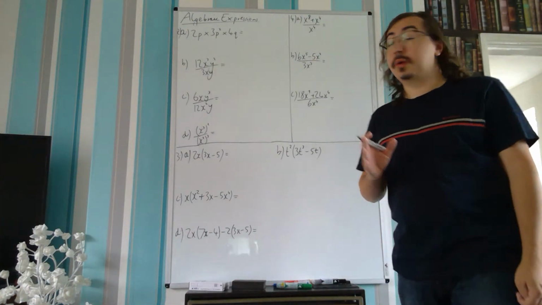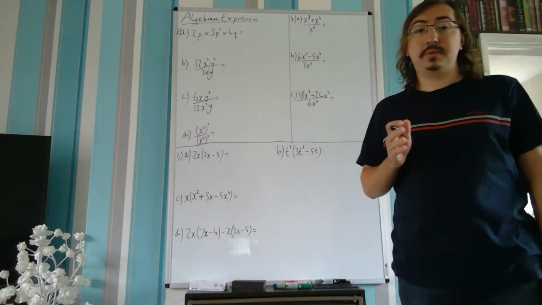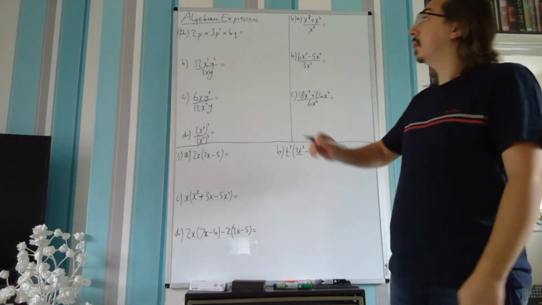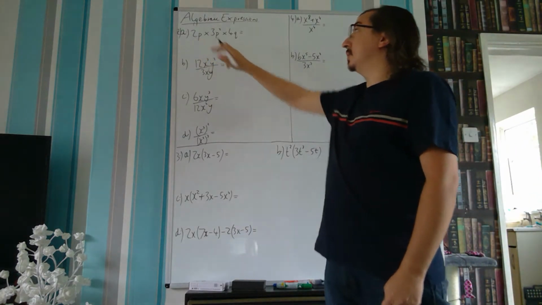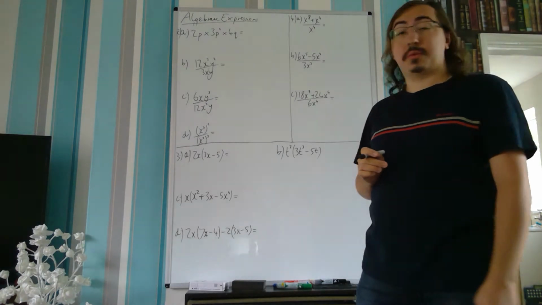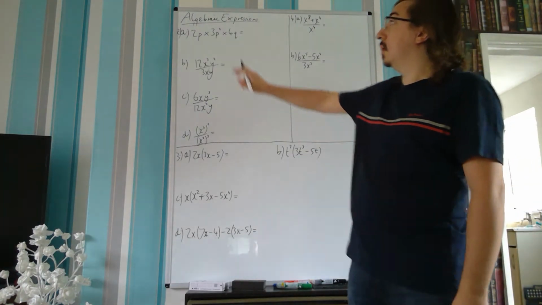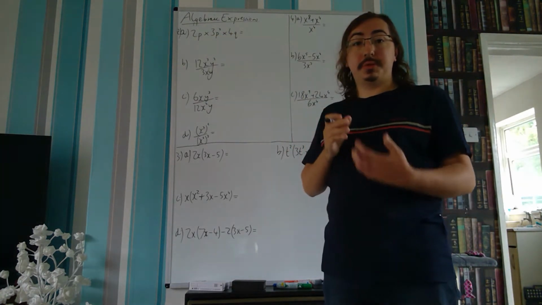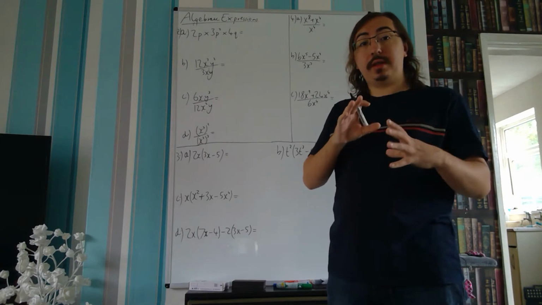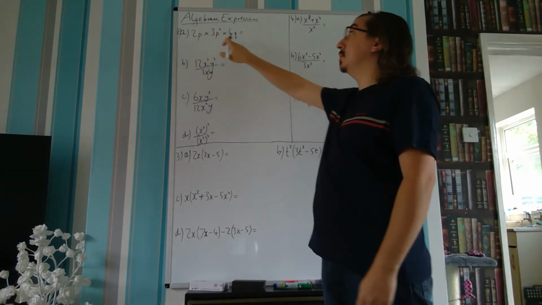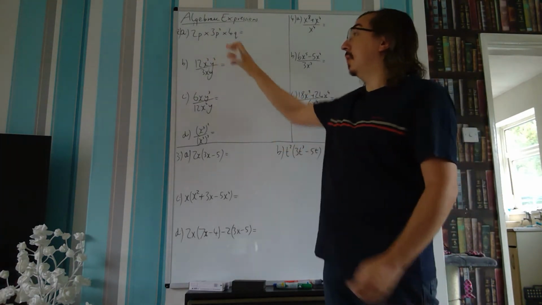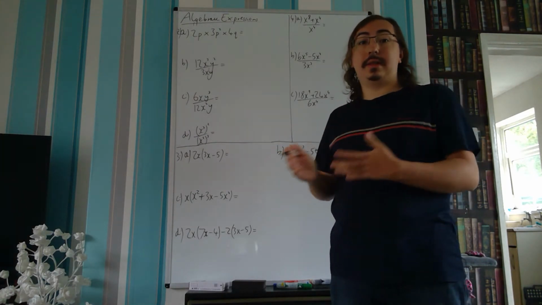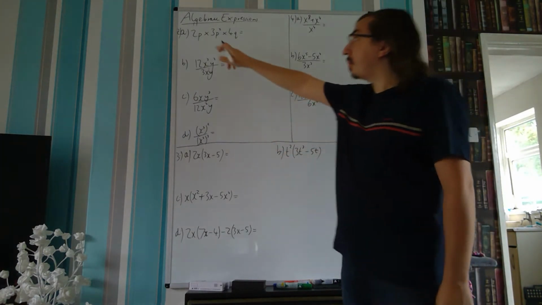So in this video we're going to have a look at some problems using the index laws. The first question says 2p times 3p squared times 4q. Now all of these are being multiplied together, so we're going to break it down into the numbers which we can multiply, then the like terms, and then any other terms that are there.